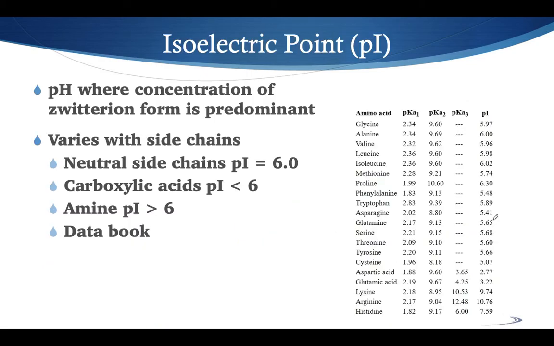Let's talk about what's known as an isoelectric point for a minute. An isoelectric point is the pH at which the concentration of the Zwitterion is the predominant ion in there. And the isoelectric point varies with the side chains themselves.